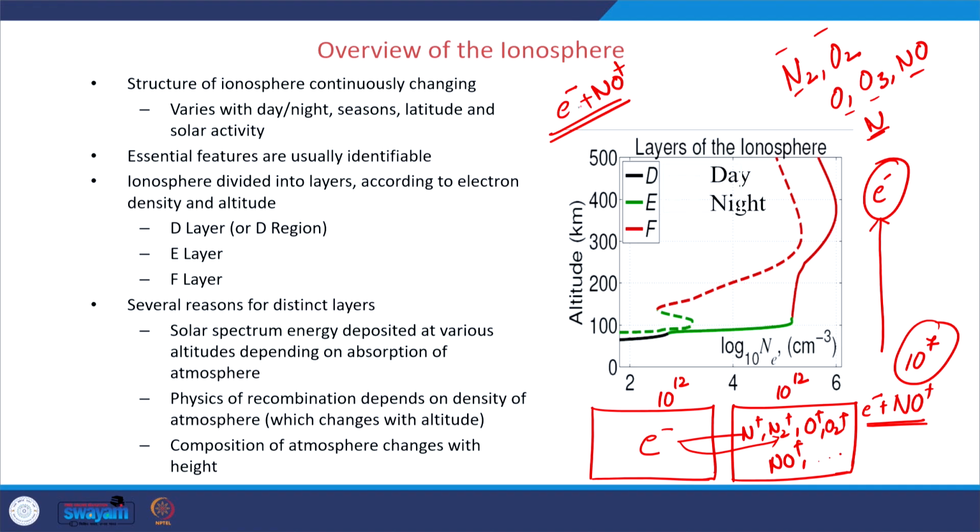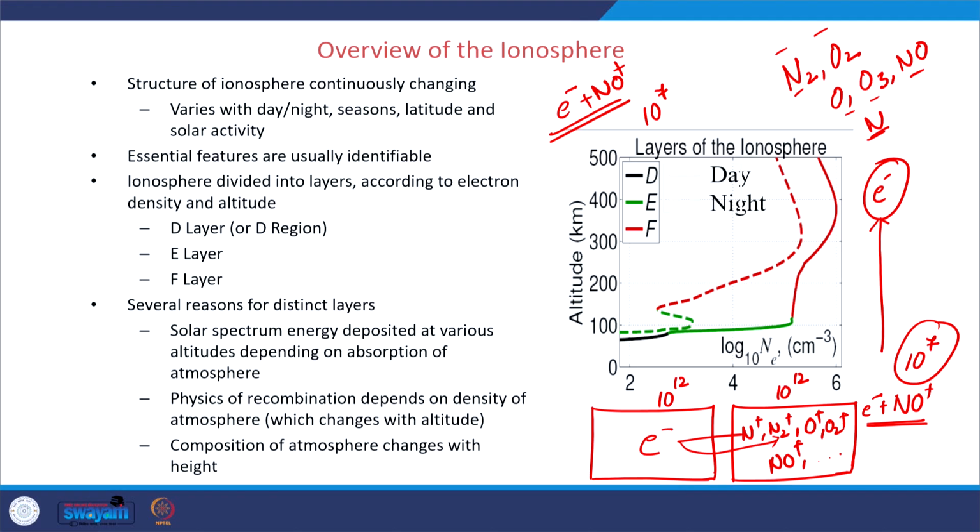Then how many electrons will be removed? 10 to the power of 7 electrons will be removed, and after that there is no more NO+ available, which means the remaining electrons, 10 to the power of 5 electrons, have to recombine with other types of positive ions. I have already said that this ion recombination reaction is a very fast one, which means the other processes are not as fast as this, right.